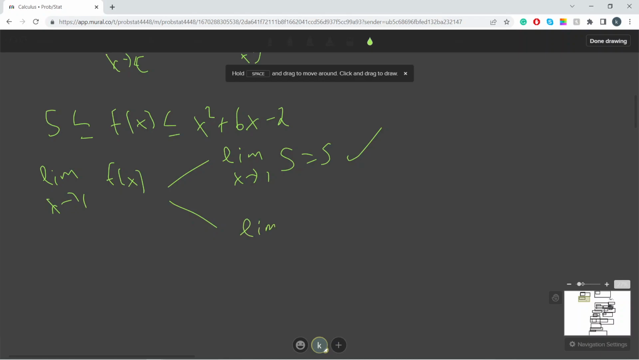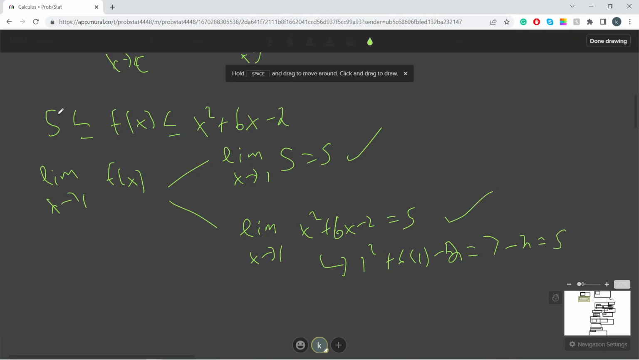And also we have to check that the limit as x approaches 1 of x squared plus 6x minus 2 indeed equals 5. And we can directly substitute, right? 1 squared plus 6 times 1 minus 2 equals 7 minus 2, which equals 5. So we know that this check is true, right?